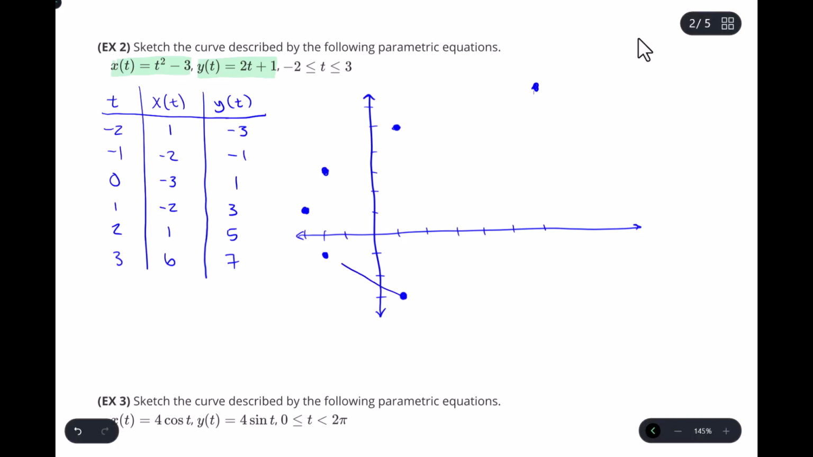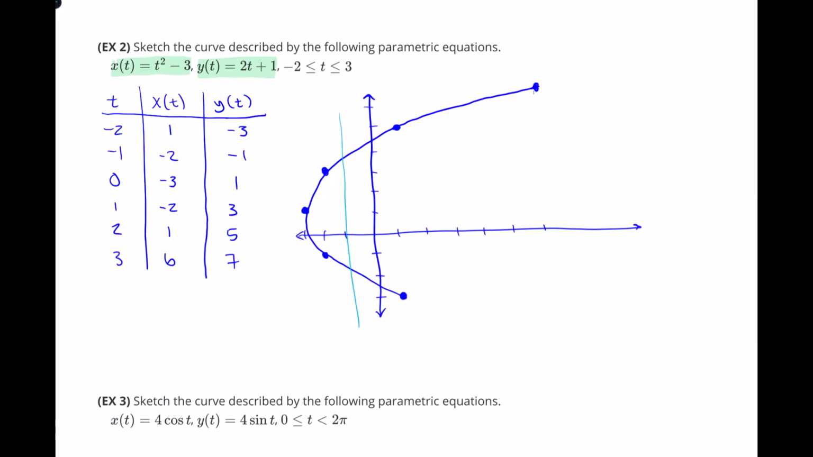So we can see here the shape of a parabola, but notice this parabola is definitely not going to pass a vertical line test. All right, it definitely passes through more than one point. So this does not represent a function, but that's okay. In terms of a parametric plane curve, it doesn't have to. We can represent these types of relations, no problem.